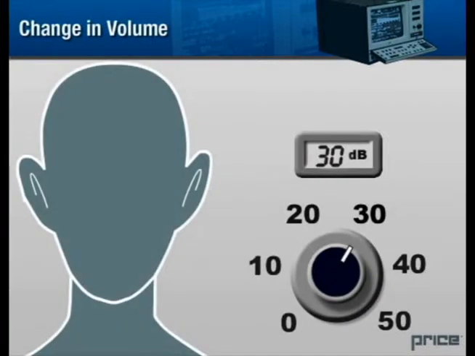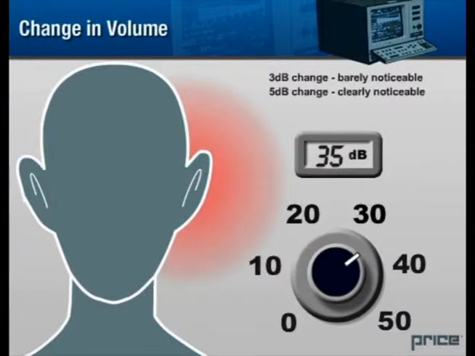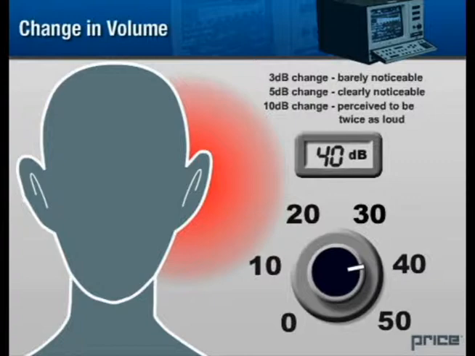There are some important things to remember about decibel measurements. A change of 3 decibels is barely noticeable. This is the point at which the human ear recognizes a change in volume. A change of 5 decibels is a clearly noticeable change. A change of 10 decibels appears to be twice as loud as the original sound.